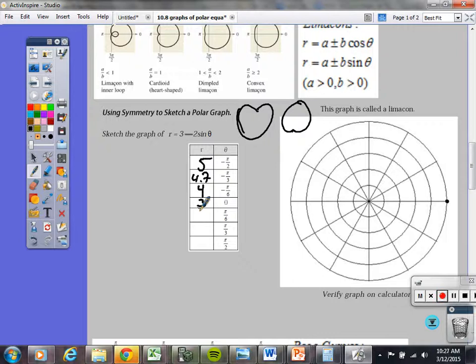Pi sixths, the sine of pi sixths is a half. 2 times a half is 1. 3 minus 1 is 2. Pi thirds is root 3 over 2. 2 times that would be root 3, so that's 3 minus root 3. Somebody help me with that, please. 3 minus root 3.